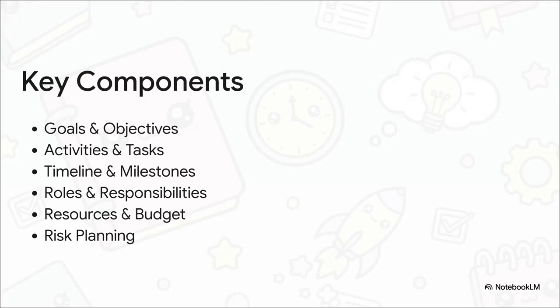So let's break down what's actually in this roadmap. Think about that road trip plan. Your goals, that's your final destination. The activities are the specific roads you're going to take. The timelines, well, that's your ETA for different cities along the way. Roles tell you who's driving and who's navigating. And resources and budget, that's your gas money and snacks for the trip. But maybe most important is risk planning. That's your plan for what to do when you get a flat tire or hit a massive traffic jam.